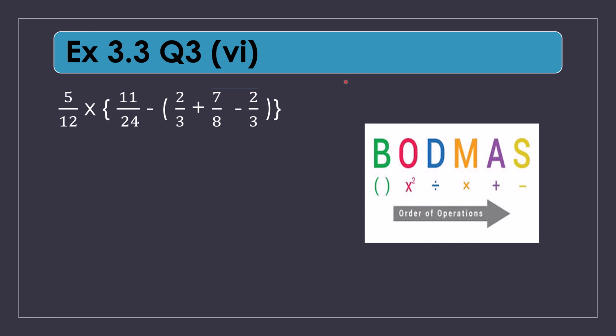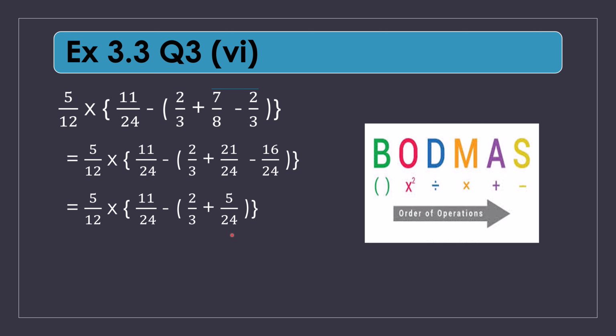Now we have two brackets and a vinculum. And within this vinculum, we have a negative sign. But we cannot solve them because the denominators are not the same. For making the common denominators, we have to multiply this fraction by 3 and this fraction by 8. Now we have common denominators. Two fractions have the common denominators and the third fraction has a different denominator. But we will solve this part first. And we get 5 by 24.